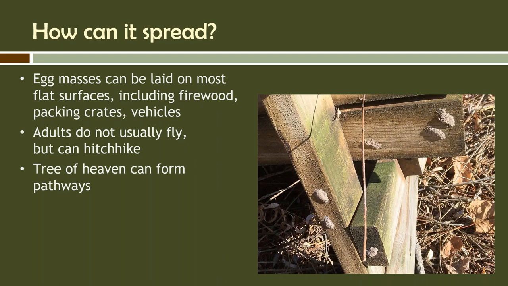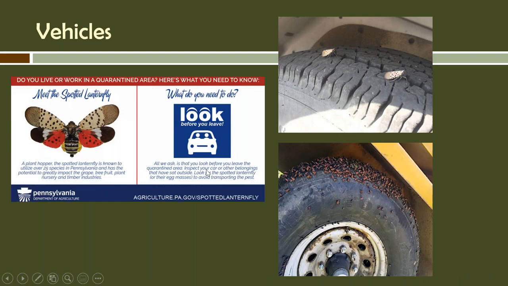Remember that tiny quarantine on the western side of Pennsylvania? Probably something that got shipped out of the quarantine in the eastern half of the state. Tree of heaven can also form these natural pathways that help the spotted lanternfly move from one place to the next. So a lot of different ways this insect can be spread around. So vehicles. So places like Pennsylvania are, of course, aware of this.